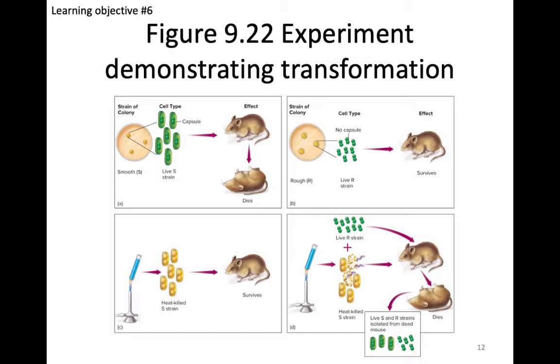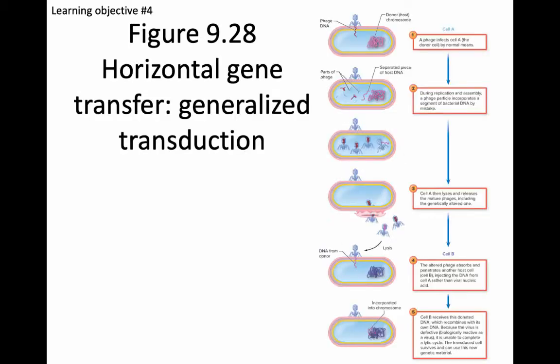Some of the R strain are converted to live S strain and are then able to cause infection in the mouse and lead to the mouse's death. So this experiment by Griffith was proof that transformation can occur, that the R strain in his experiment were transformed into S strain by naked DNA released from heat-killed S strain.